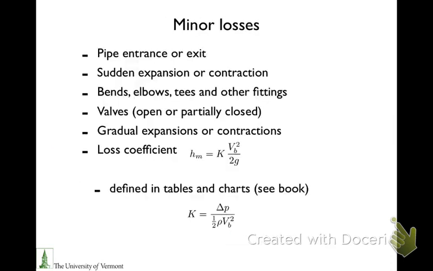Minor losses deal with any change in geometry due to pipe entrance or exit, sudden expansion, bends, valves, and their definition is the following one, where K is a coefficient given by charts and tables, and also can be measured with this relation, where delta P is the pressure drop across the device that creates the minor loss.